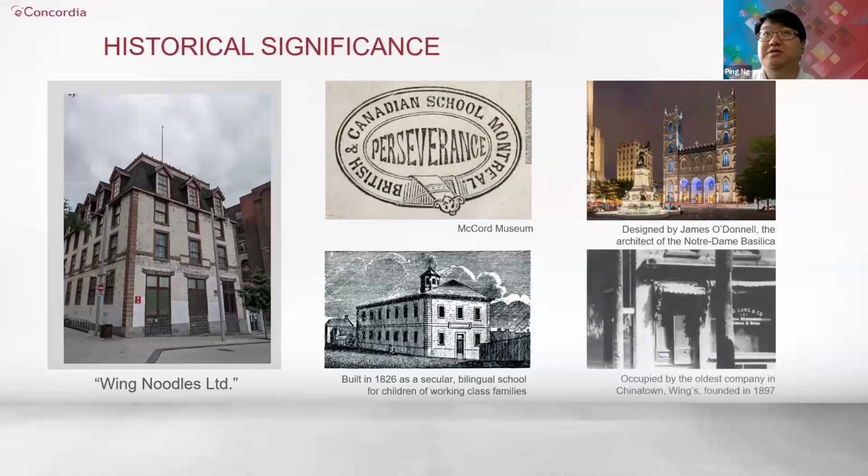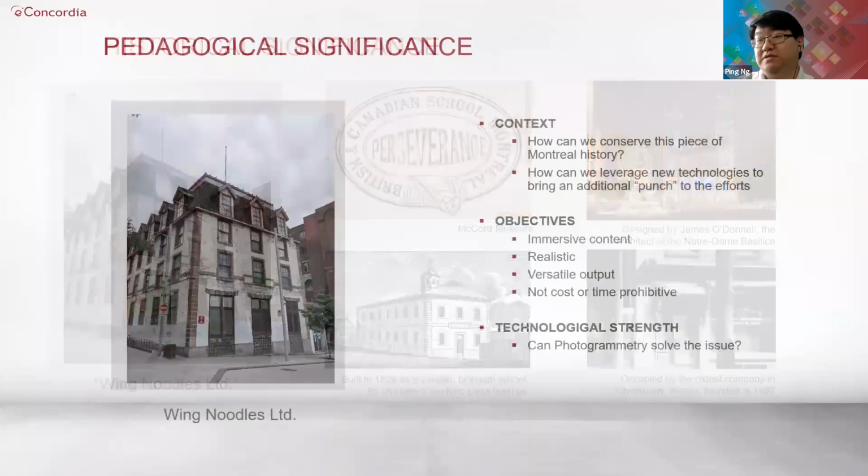And of course, when the school closed in the 1800s, it was eventually occupied by the oldest company in Chinatown, Wings. It's a pretty well-known brand amongst the Asian communities. You might have seen some of their fortune cookies around. They're the oldest company in Chinatown, founded in 1897, so another 100 years of history there. So as you can see, this building has a very deep and complex history that's tied with Montreal. This adds a very different perspective to the situation.